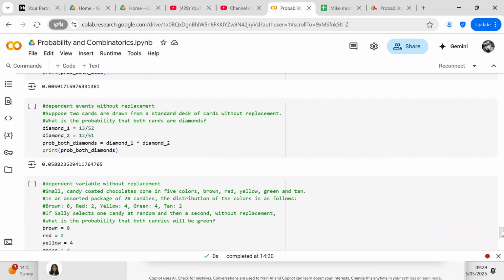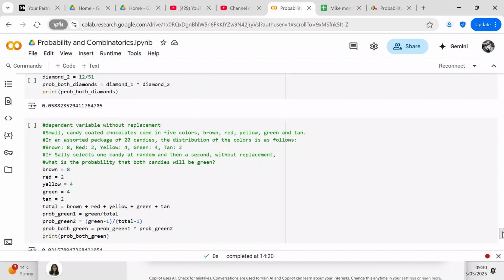For the first diamond, the probability is 13 divided by 52. The second diamond is 12 divided by 51. Because it's without replacement, they don't replace the card, so it's going to be 13 minus 1 and 52 minus 1. The probability of both diamonds equals diamond 1 times diamond 2, and it's 5.88%.